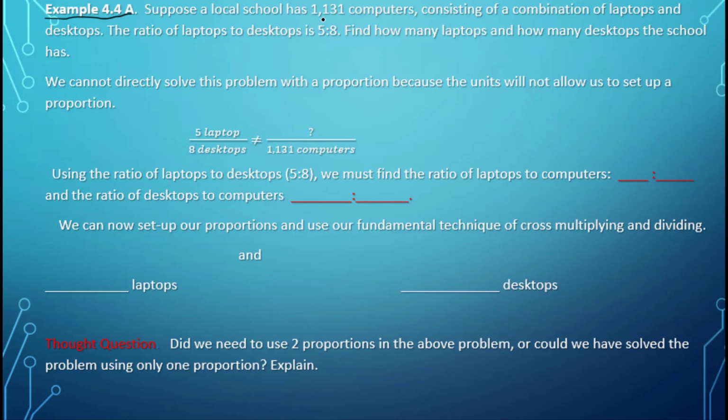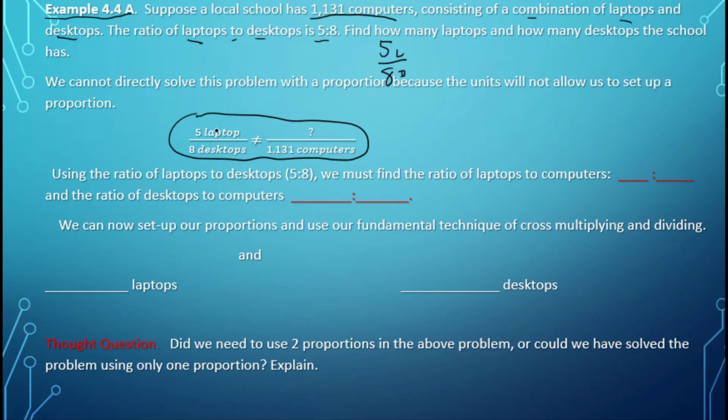So it says, suppose a local school has 1,131 computers consisting of a combination of laptops and desktops. The ratio of laptops to desktops is 5 to 8. So that would be 5 laptops to 8 desktops. How many laptops and how many desktops does the school have? How many do they have? So we cannot directly solve the above problem. So I can't set up a proportion like this. And think about why that is.